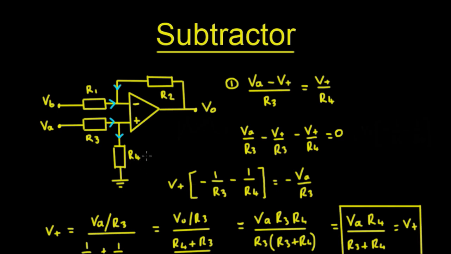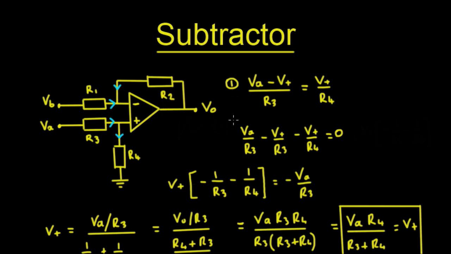What we're going to do is analyse it the same way we analysed the previous circuits. We'll look at the voltage at the V minus side, and then we'll look at the voltage at the V plus side, then we'll make the V plus equal the V minus. Okay, so that's what we'll do here.